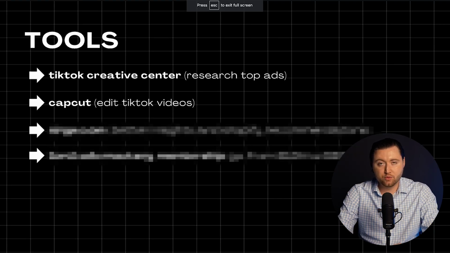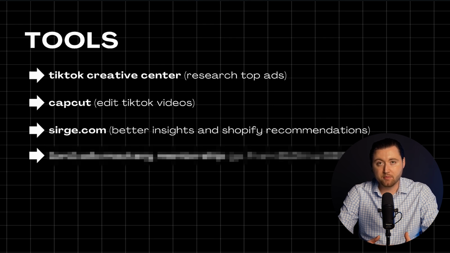And then tool number 3 is Sirge.com, which is a Shopify app. If you're on Shopify, it's gonna help you analyze your data better with your Shopify analytics, give you recommendations, and allow you to track your TikTok ads in full. And you can leverage this by seeing exactly what TikTok is reporting versus what Sirge is reporting, so that way you can better optimize your ads and know exactly how many conversions you're truly getting.